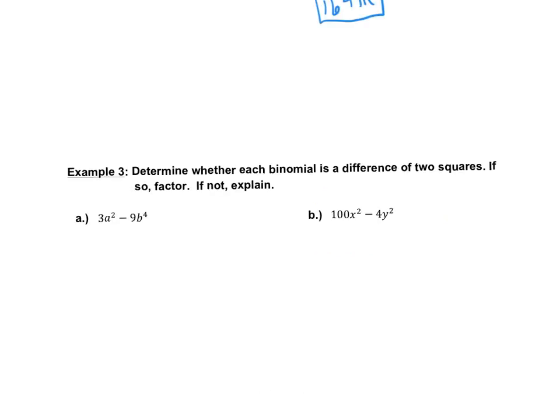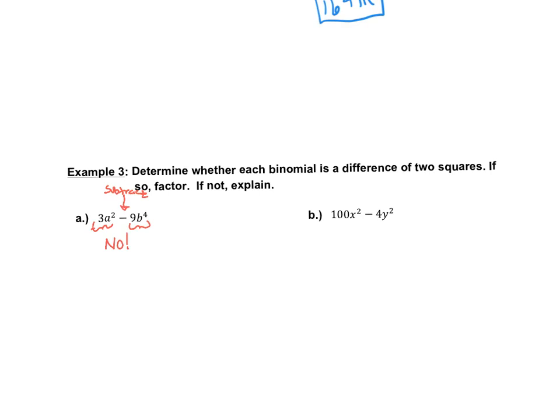Now, difference of two squares. Well, this is only a binomial. So we have a binomial here. Difference meaning it has a subtraction sign. That's what difference is in math. The difference of two numbers would be subtracting. And the two squares. So I need to see if these are perfect squares. Well, 3a squared is not a perfect square. The a squared is, but not the 3. So this one is not a difference of two squares. So we can't factor it.